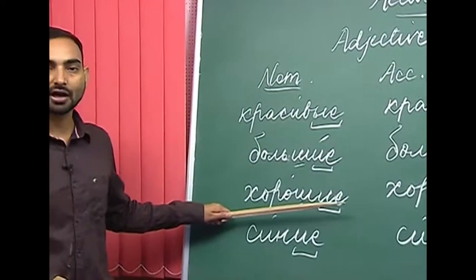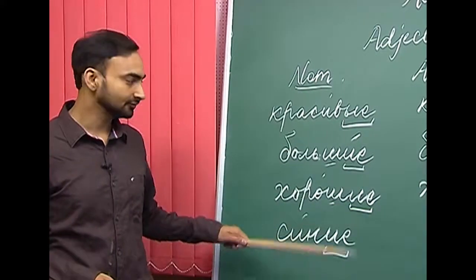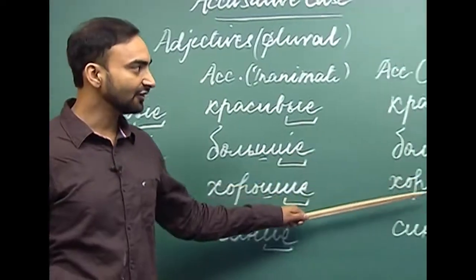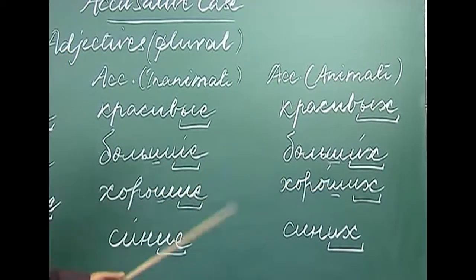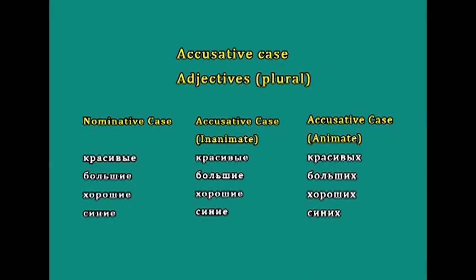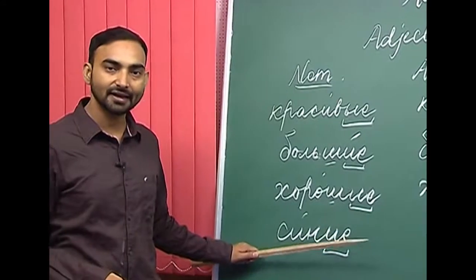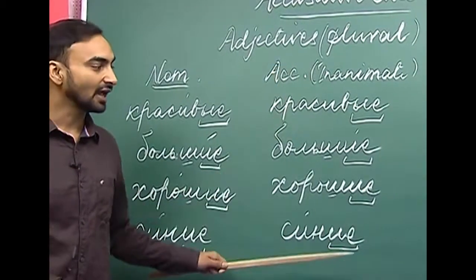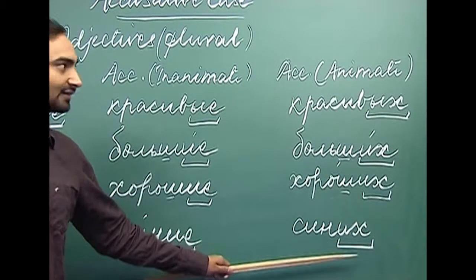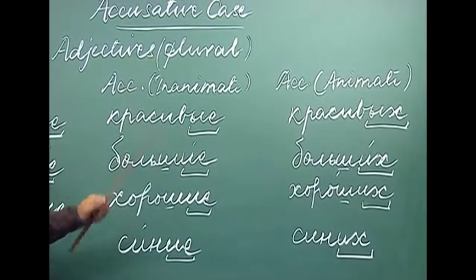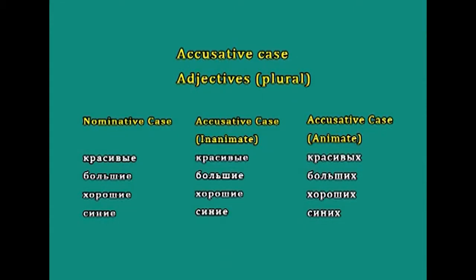The next adjective we have is хорошие. Хорошие is good. Again, it will not change if it qualifies an inanimate noun, but it will change if it qualifies an animate noun. Again we are replacing the ending ие with х. Хорошие, хороших. And the next adjective is a soft ending adjective, синие. Синие will not change if it qualifies an inanimate noun, and it will change to синих if it qualifies an animate noun.